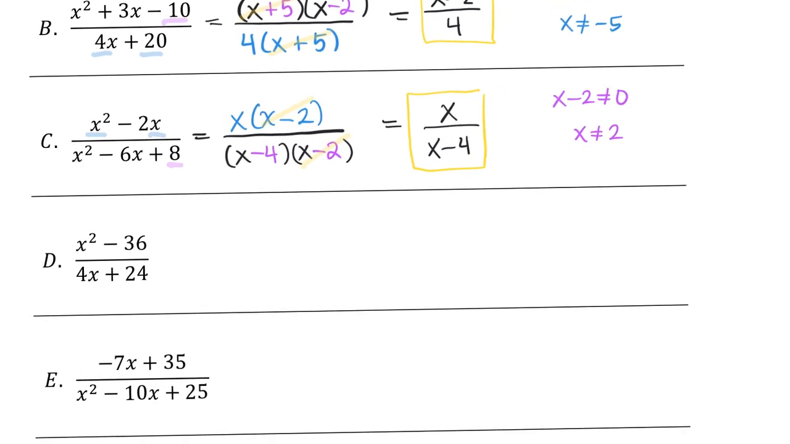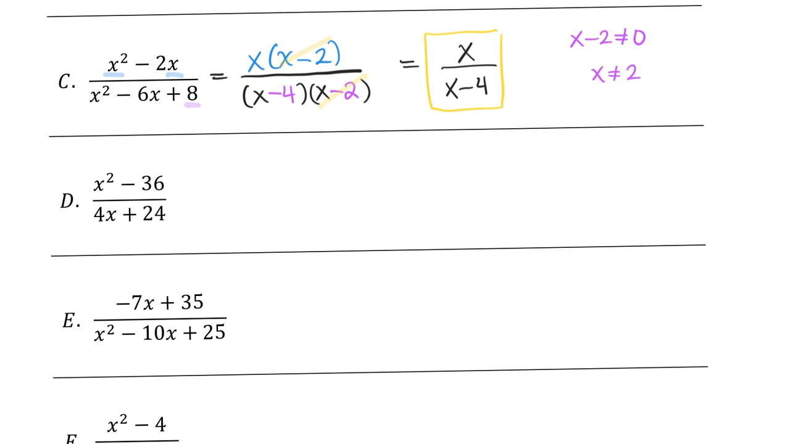Let's keep going. Okay, D. x squared minus 36. There's no common factor, but it's squared, so it must be going like this. x times x. What do we times to get 36? Oh yeah, 6 and 6. Plus 6, minus 6, difference of squares.